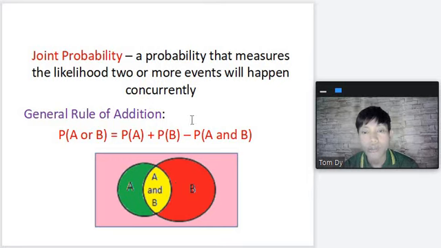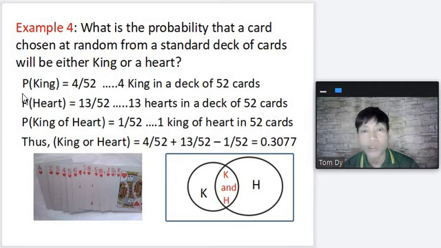So the general rule of addition is: probability of A or B equals probability of A, represented by green in color, plus probability of B, represented by red in color, minus probability of A and B, which is yellow colored. That is what we call joint probability. So we have here our example. What is the probability that a card chosen at random from a standard deck of cards will be either a king or a heart?